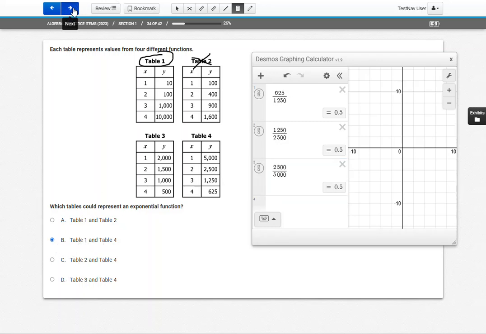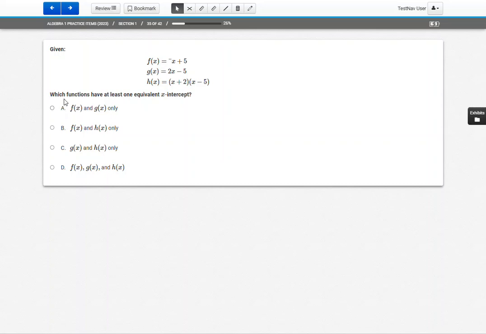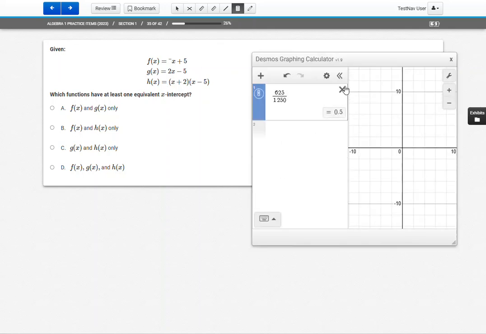Okay. All right, 35. Which function has at least one equivalent x-intercept? The word equivalent means same x-intercepts. So I'm just going to graph them and see which ones have the same x-intercepts. So f of x, let me just graph everything real quick.